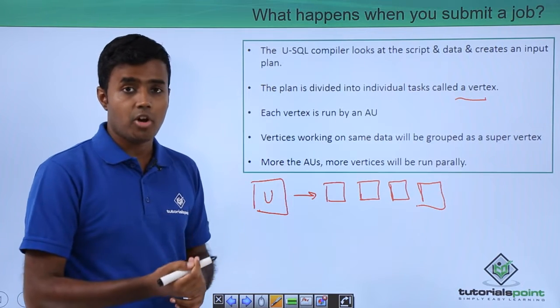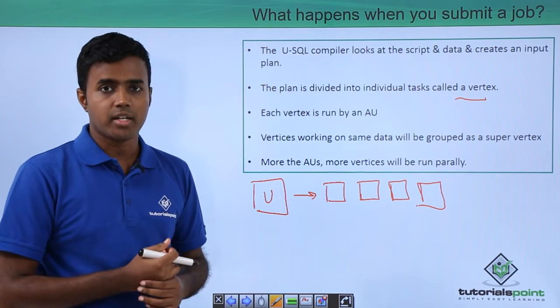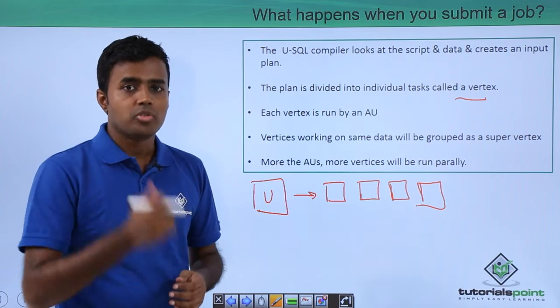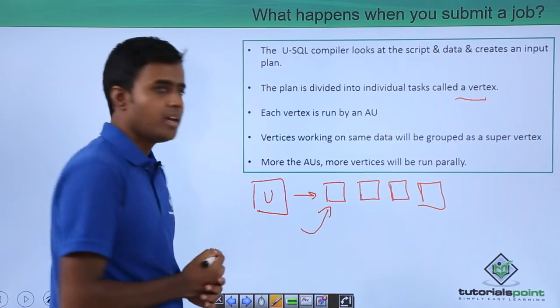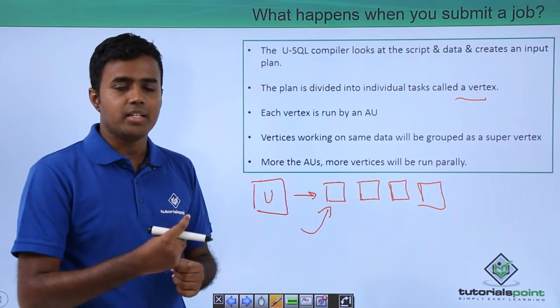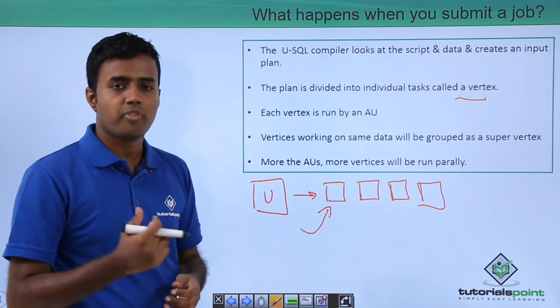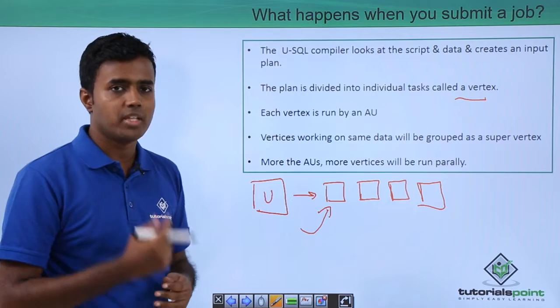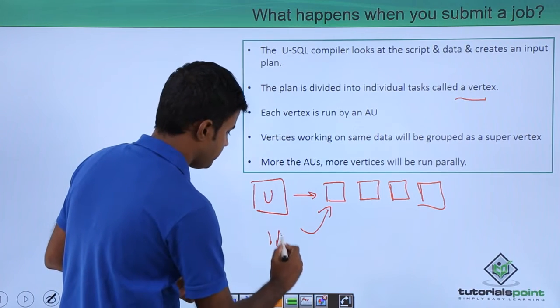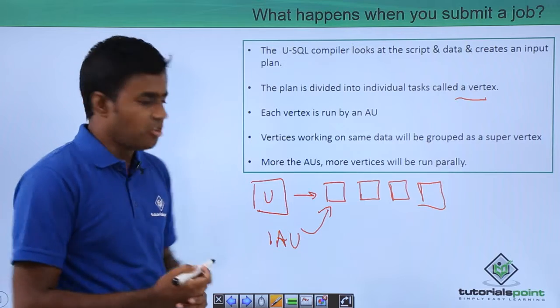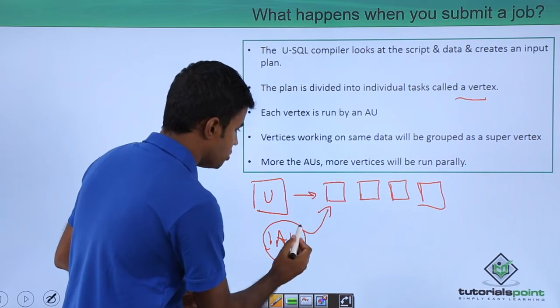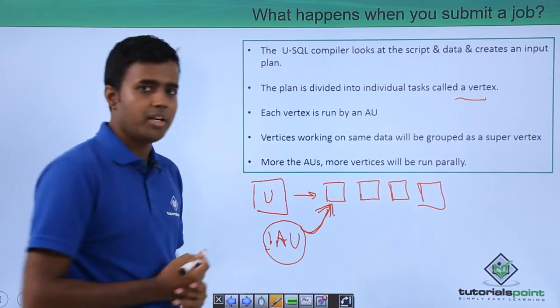Now while submitting the job, you would also have allocated an analytic unit. Those analytic units will be assigned to your vertices, and once they are assigned, your vertices will be running. So for example, I submitted a job with one analytic unit. Since I allocated only one analytic unit, that analytic unit will be used to execute this particular vertex.